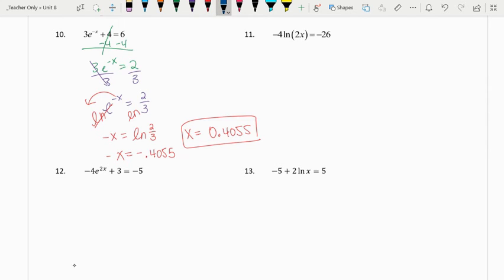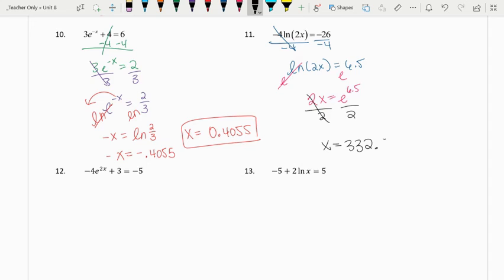For number 11, I need to get rid of that negative 4 before I do anything. So we have ln of 2x equals 26 divided by 4, which is 6.5. At this point, to cancel ln, we e both sides. So we have 2x equals e to the 6.5. And all we have to do is divide by 2. If you type in your calculator, e 6.5 and then divided by 2, you end up getting 332.5708.